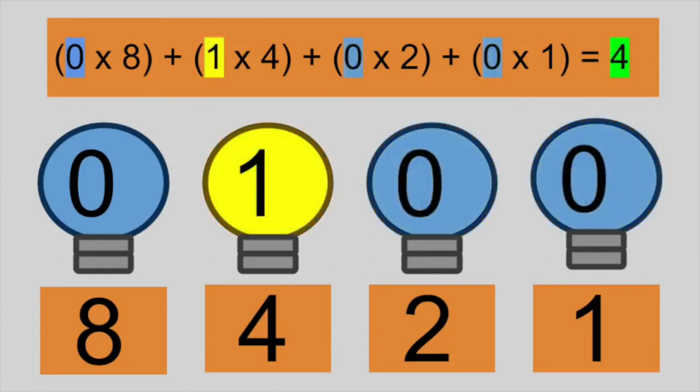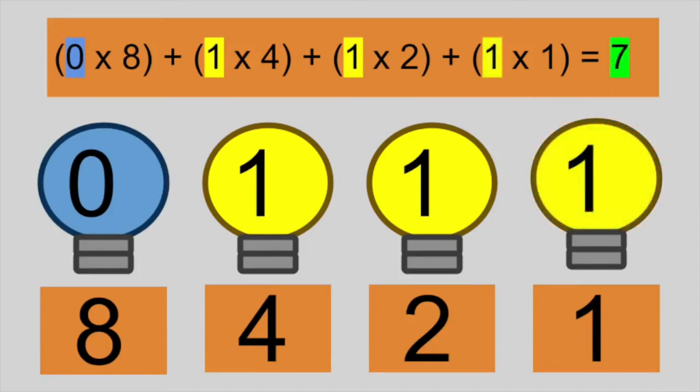To represent the value 4, we turn on the third bulb only. What we have now is 1 times 4 plus 0 times 2 plus 0 times 1, so just 4. To represent the value 5, we add 1 times 4 plus 0 times 2 plus 1 times 1, so it's 4 plus 1. To represent 6, we add 1 times 4 plus 1 times 2 plus 0 times 1. So we have 4 plus 2. To represent the value 7, we add up 1 times 4 plus 1 times 2 plus 1 times 1, so 3 ones, or in base 2, 7.